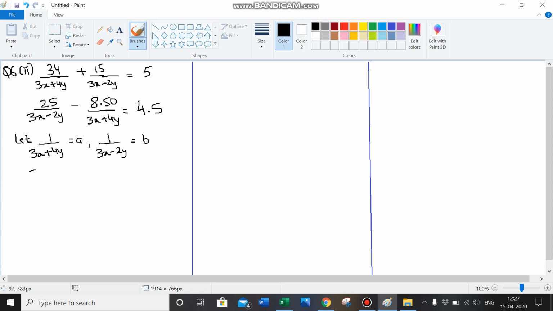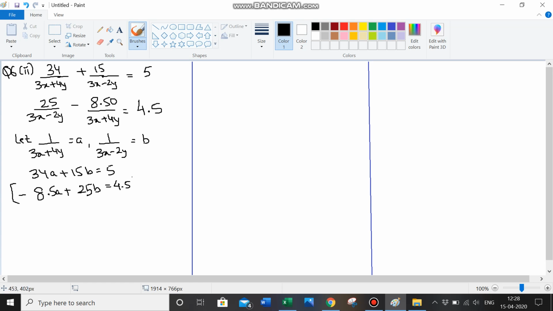So my first equation becomes 34a plus 15b is equal to 5, and the second equation, oh, I noticed that they've given b first, so to confuse me they've given b first, so I write it under b, which is plus 25b, and this is minus 8.5a is equal to 4.5. I need to equate coefficients. I notice that if I multiply the second equation by 4, I will get equal to the first equation.